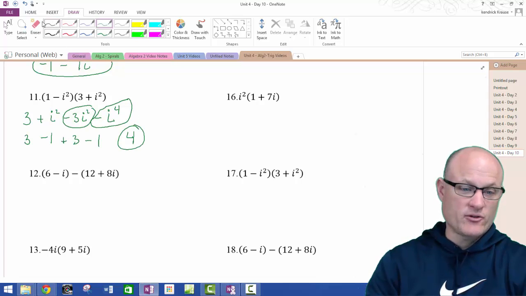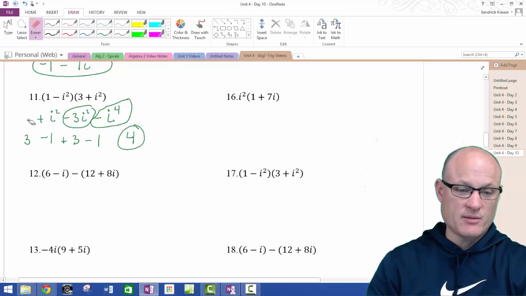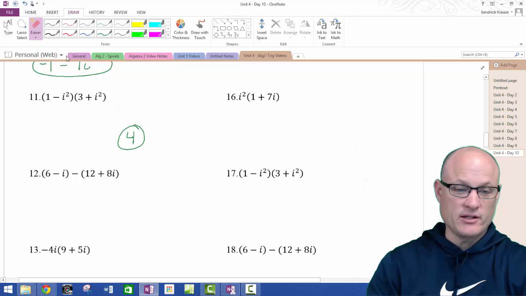Now, some of you that are smarter are probably thinking to yourself, there's got to be an easier way to do that one. I'll bet there is. Let's see if we can come up with a slightly easier way. Isn't i squared just negative 1? So really this becomes 1 minus negative 1, or just 2. Now isn't this just negative 1? So this becomes 3 minus 1, which is just 2.